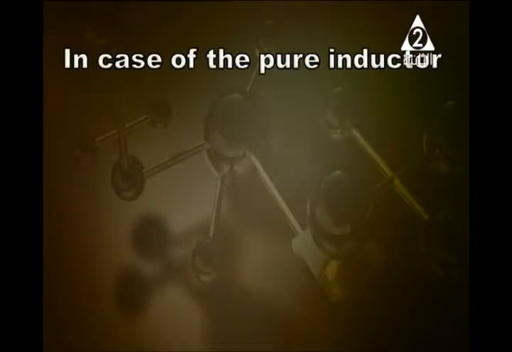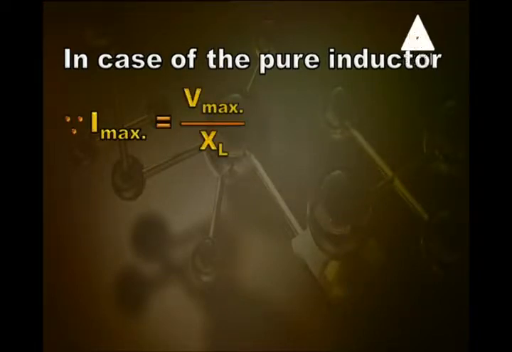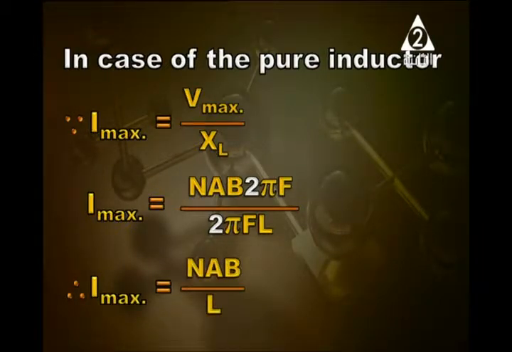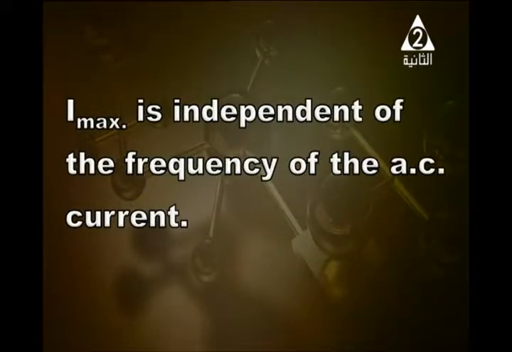In case of the pure inductor, how do we calculate the maximum current? I maximum equals V maximum over XL, where XL is the inductive reactance. V maximum equals NAB 2 pi f, that is NABω, and XL equals 2 pi fL. So frequency will be cancelled out, and it is just NAB over L. So maximum current is independent of the frequency, so it remains unchanged.